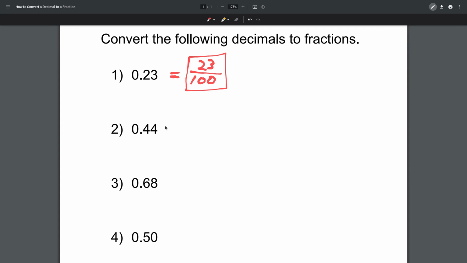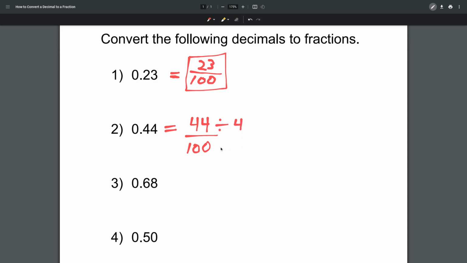In the second one, we have 0.44. So again, these are done to the hundredths place. So we're just going to write them over 100. So we're going to do 44 over 100. Now, one thing that I notice is both 44 and 100 are divisible by 4. So I'm just going to divide the 4 out.